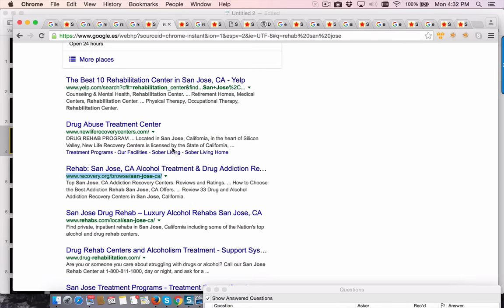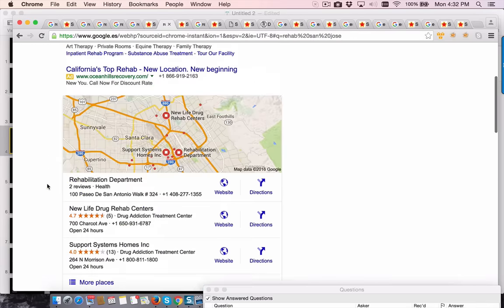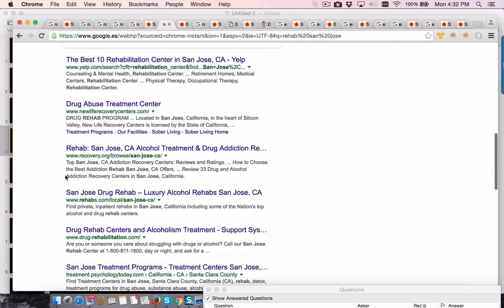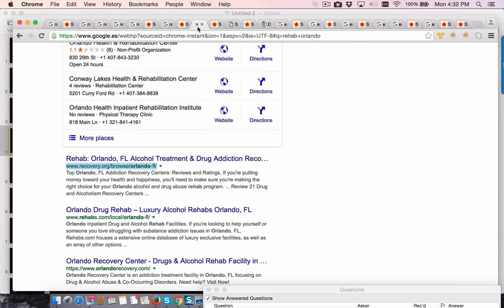Okay, so let's move on here. San Jose, California, they're about number three or so. So they're really consistent with what they're doing because they just have the same kind of crappy backlink structure. Let's take a look at another one. I just want to give you an idea of how vast this is.